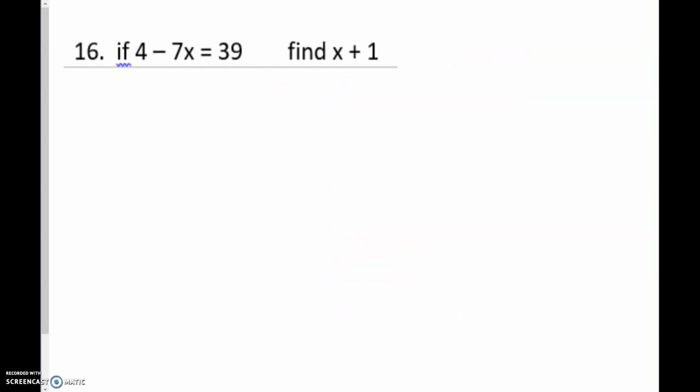Alrighty, then this last one here. So they want us to find x minus 1. Well, in order to do that, I need to know what x is. So I'm going to solve this equation over here to find out what x is. So what do I need to do first to get x by itself? Do I need the 4, the 7, or the 39? I have to move the 4 first, and so I'm going to subtract 4.